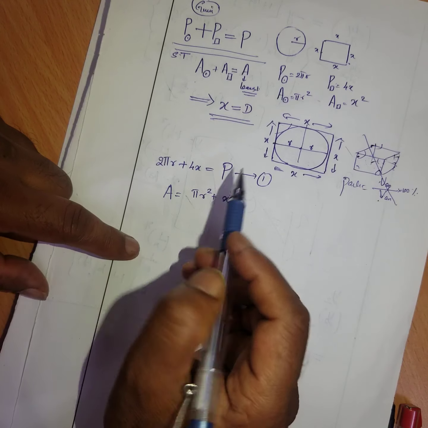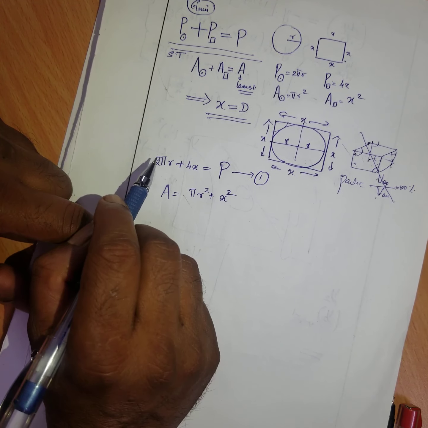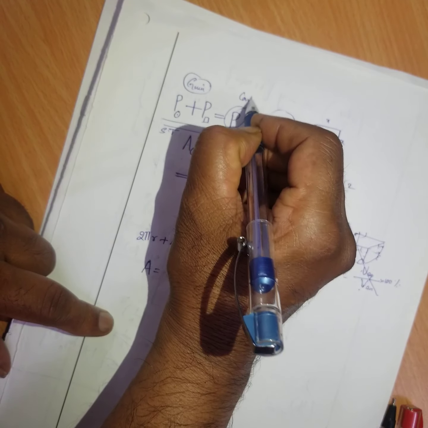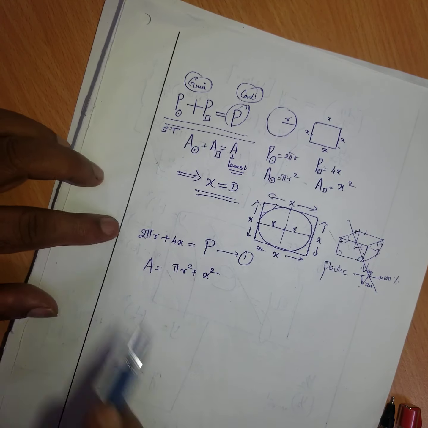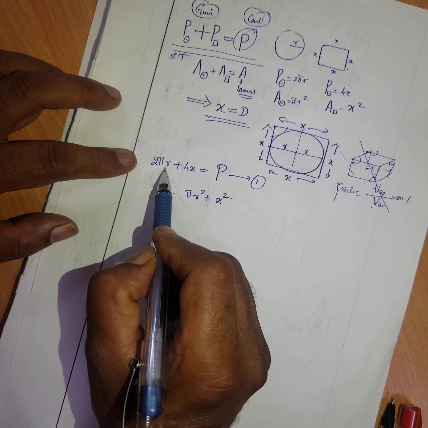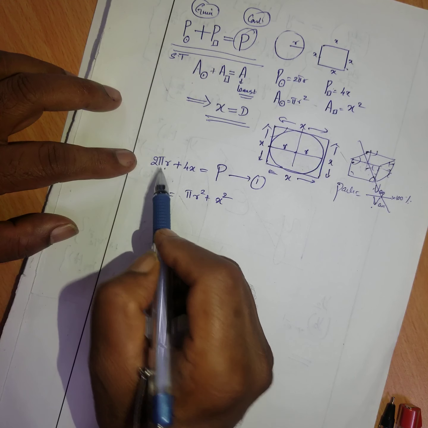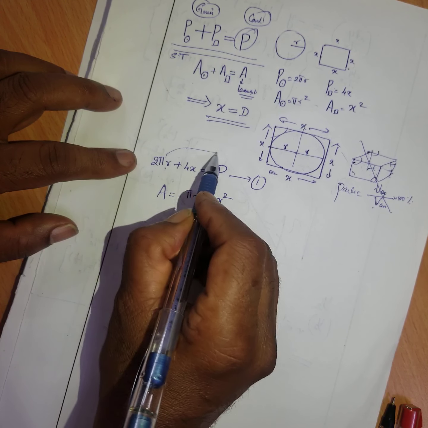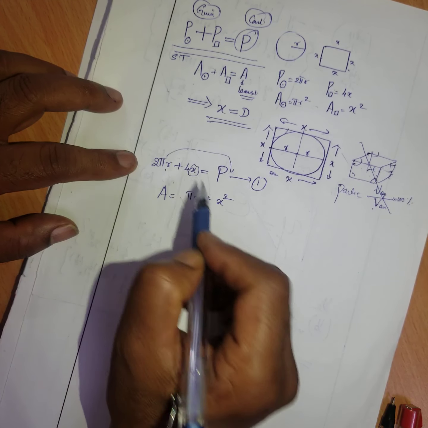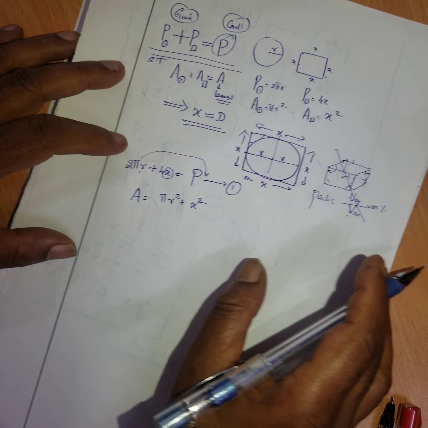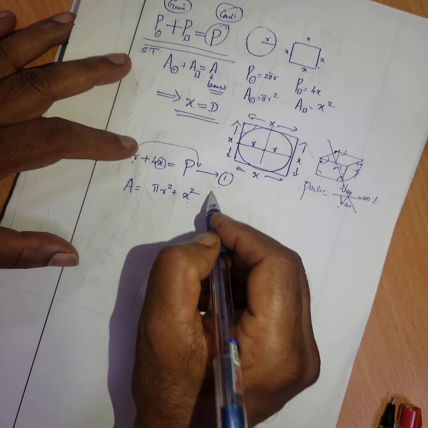Now the problem is you convert everything in terms of only one variable. Here p is the constant. This is constant, right? Therefore everything you convert in terms of r, because I don't want this x. I am going to eliminate x, so better I am going to eliminate x itself.